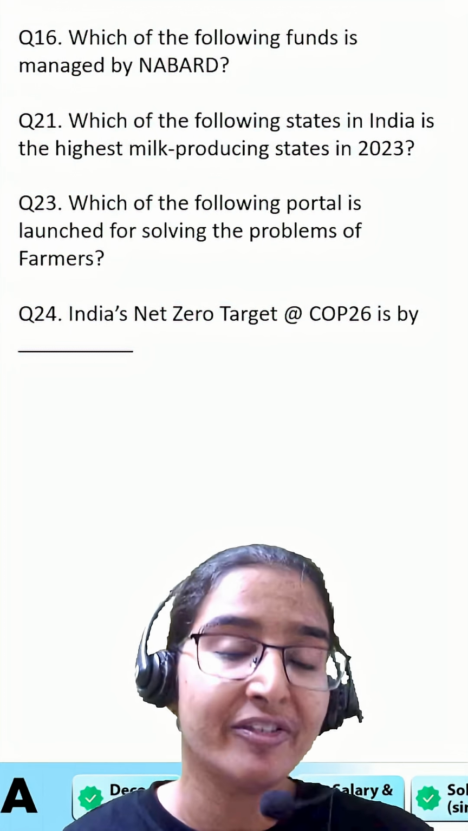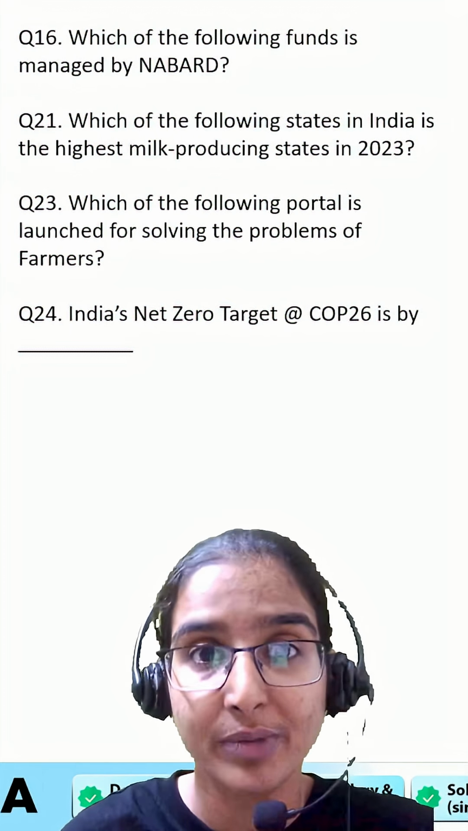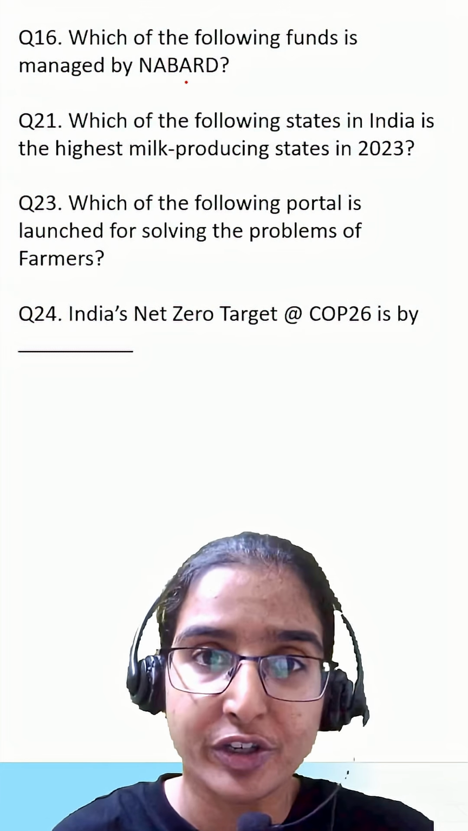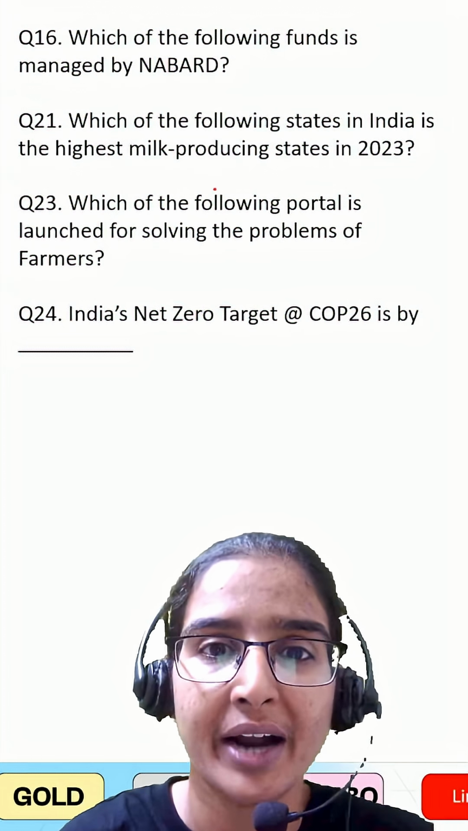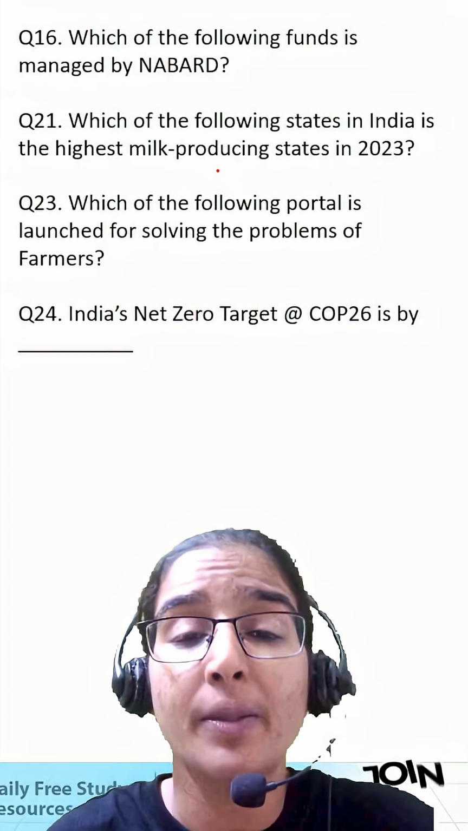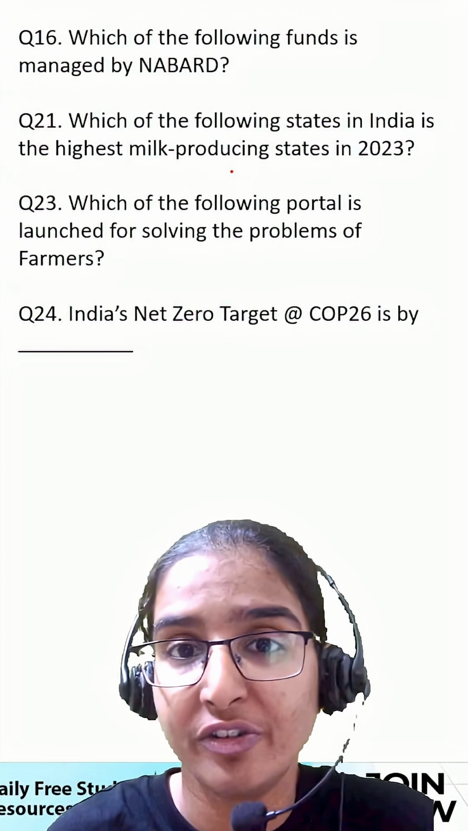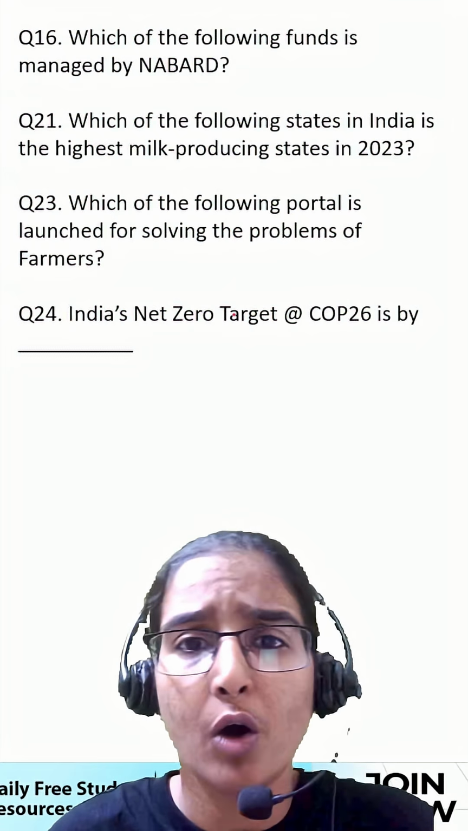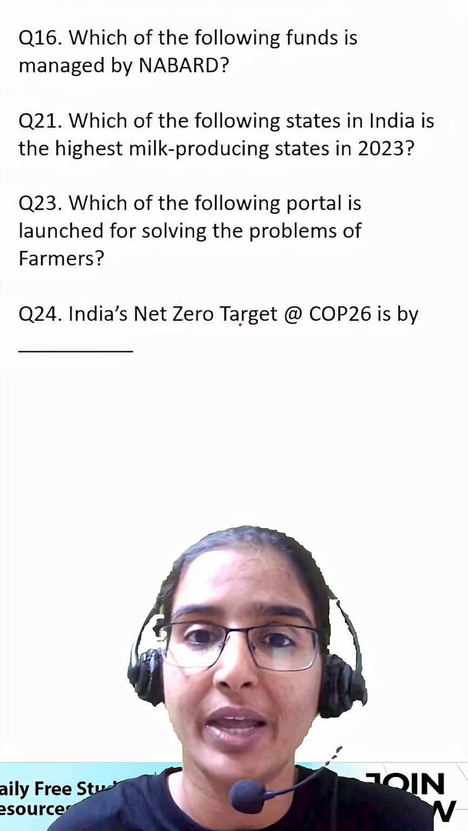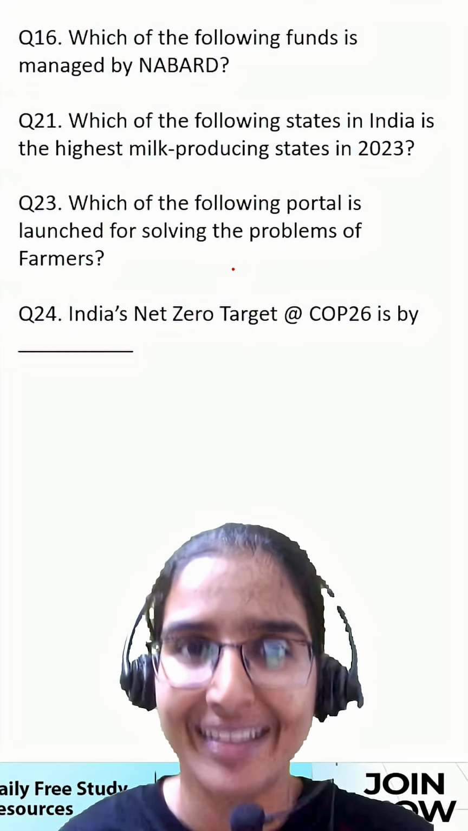And now let us have a look at the kind of questions that are being asked from ARD current affairs. So this was a question directly from the NABARD annual report asking about the funds managed by NABARD. Then this is a question again on the basis of animal husbandry statistics about the highest milk producing states, and then questions on the basis of general current affairs from the ARD. So these are the questions that are being asked in the ARD.